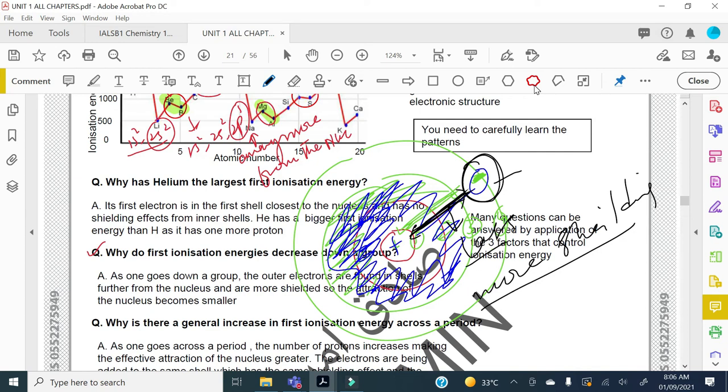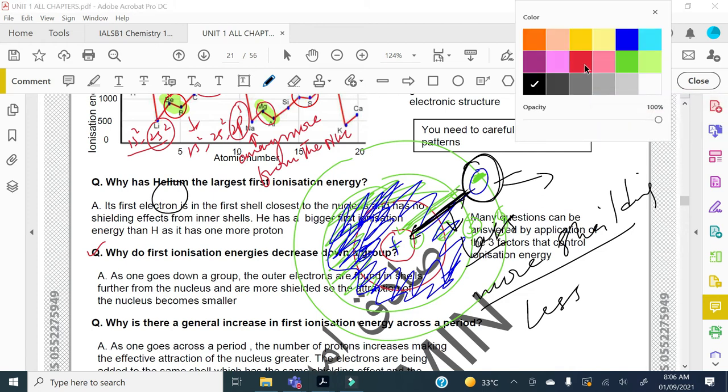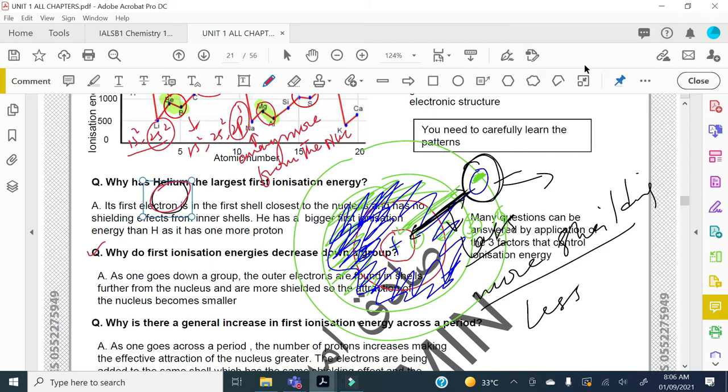How much energy will be needed to remove this electron? Less or more? Less energy will be needed. That's why when you go down the group, the atomic radius is increasing because the number of shells is getting more. So the electron is further away, and the ionization energy is decreasing.